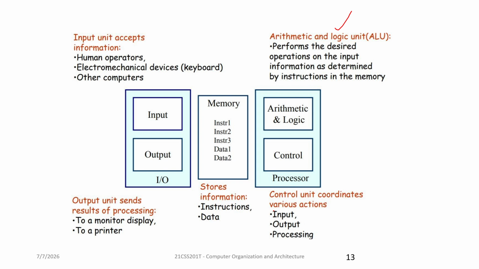Control unit. What is the function of control unit? Control unit will coordinate the various actions like input, output and processing. These actions are carried out by the control unit. The main function of the control unit is that it is responsible for coordinating all the activities.